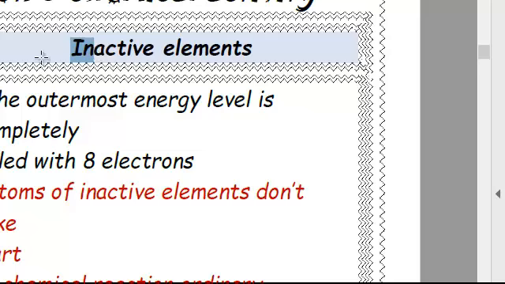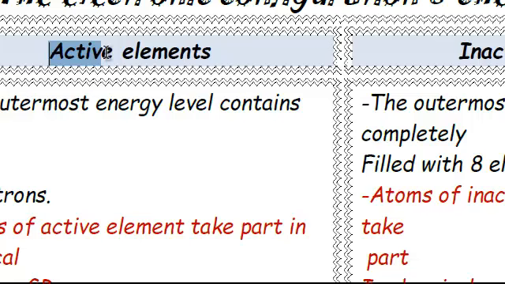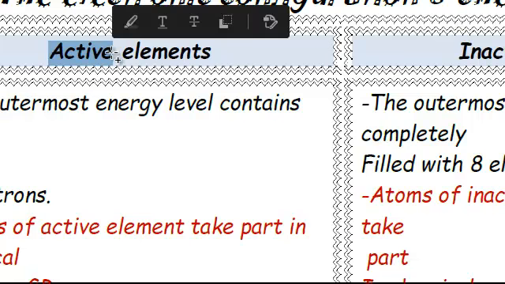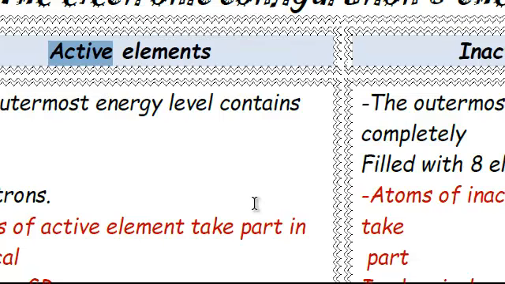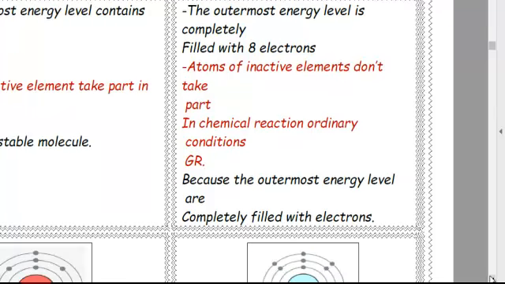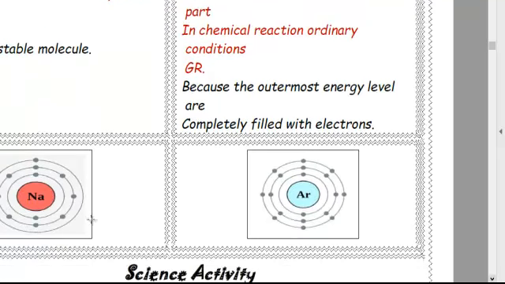While the other one we call active. Active means it makes activity, meaning it loses electrons, gains electrons, or shares electrons. Why? To complete the outermost energy level. It means that in an active element, the outermost energy level is not filled with electrons. So they lose or gain or share electrons with other active elements to become inactive. So we differentiate between them here. One of them is active, the outermost energy level not filled, while the inactive is completely filled with 8 electrons. We have an example here, Na and Ar.